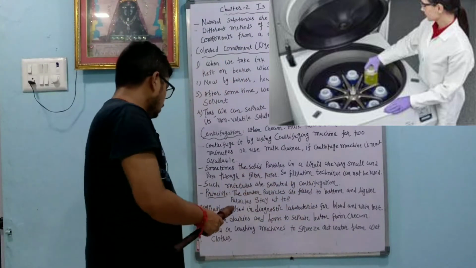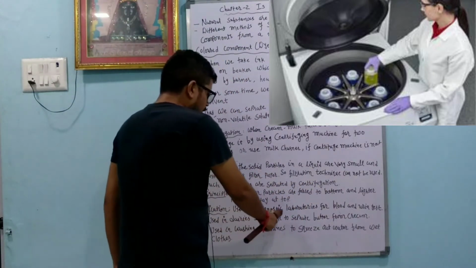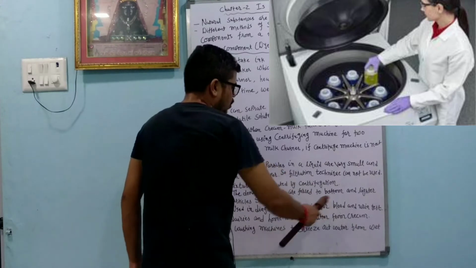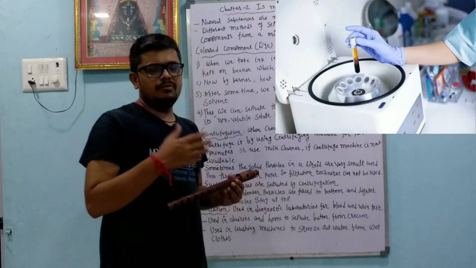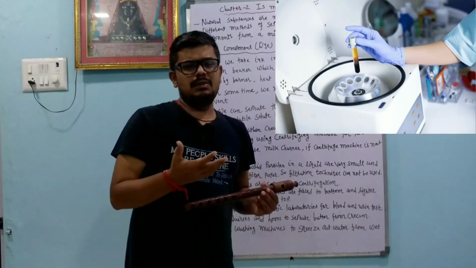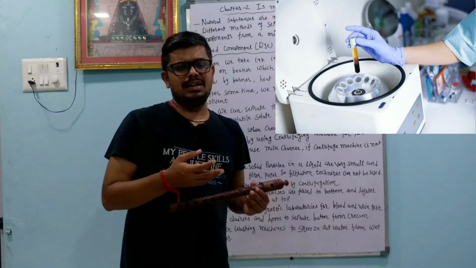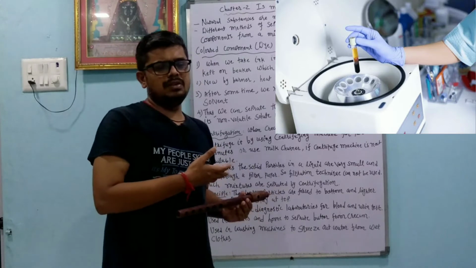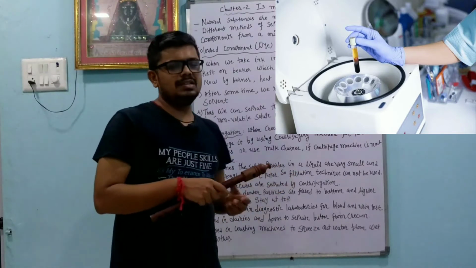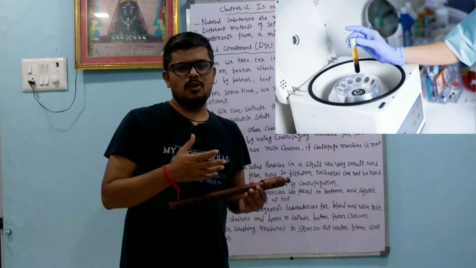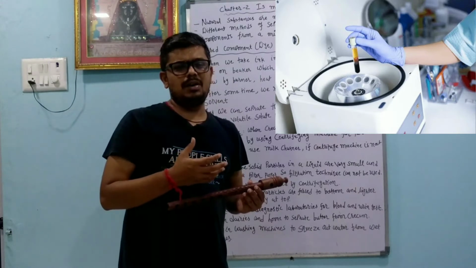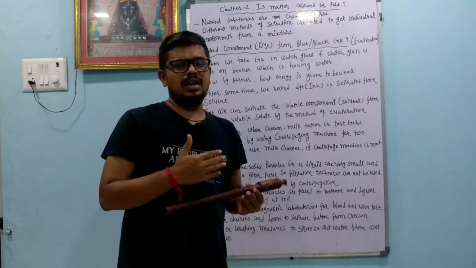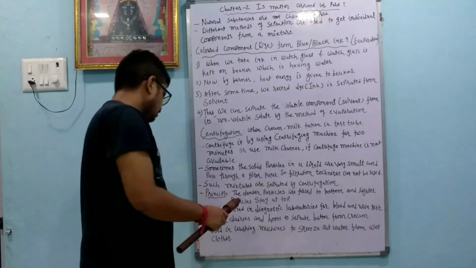Application: used in diagnostic laboratories for blood and urine tests. In blood, different components are present, like WBC, RBC, and platelets. That we can separate by which method? Centrifugation method. Even in a urine test, if you have some allergy problems or kidney stone problems, at that time different components we can separate by the centrifugation method.